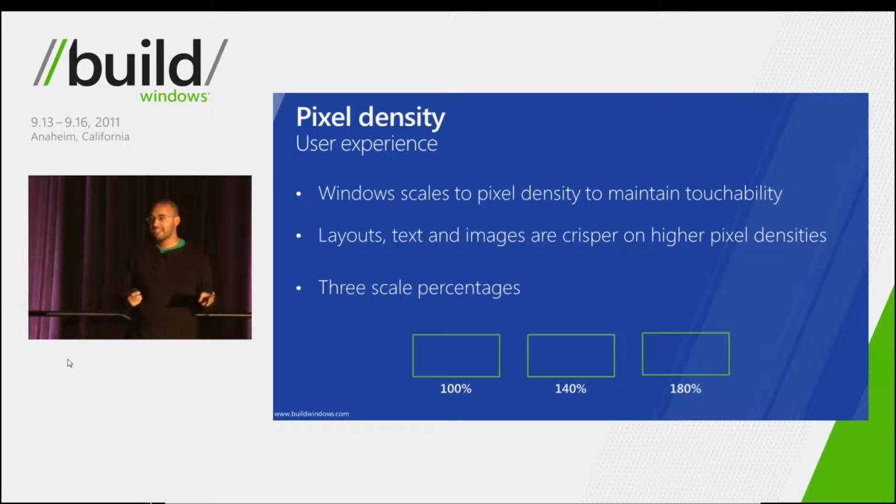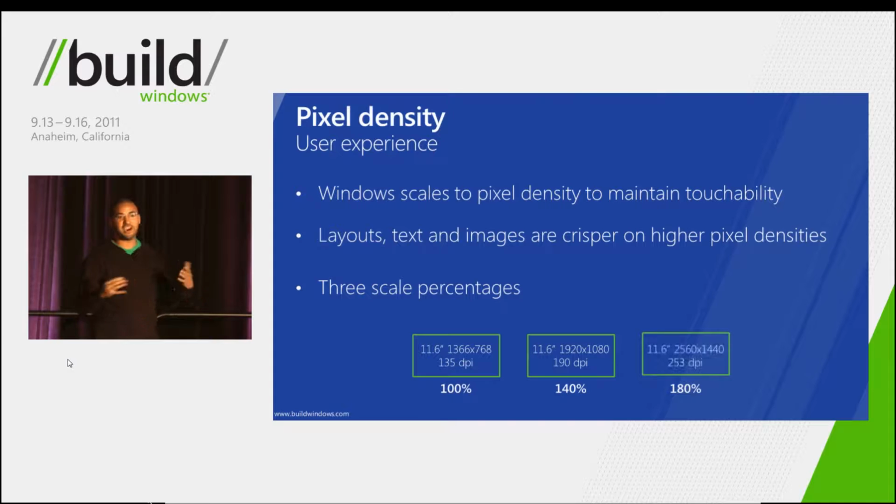So there are 3 scale percentages baked into Windows 8. 100%, which is really unscaled. That's like the 11-inch devices that we have out there today. And then there is 140%. And this is for a 1920 by 1080 tablet. And then there is 180%. And this is really for future pixel densities. And we chose these scale percentages as they maintain layouts regardless of the pixel density.